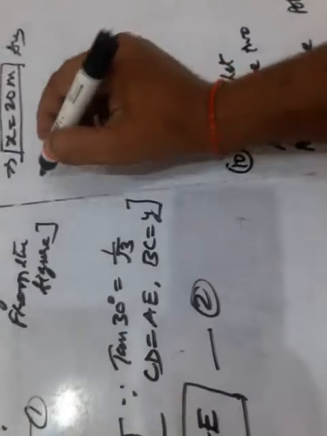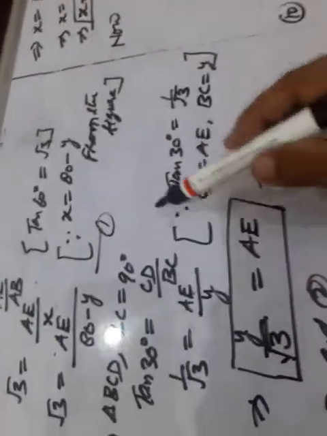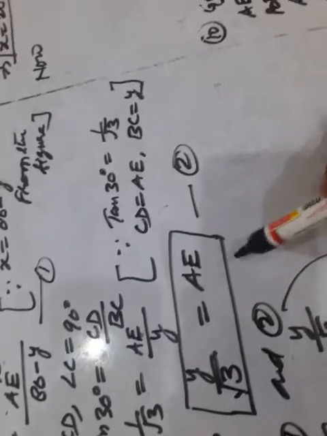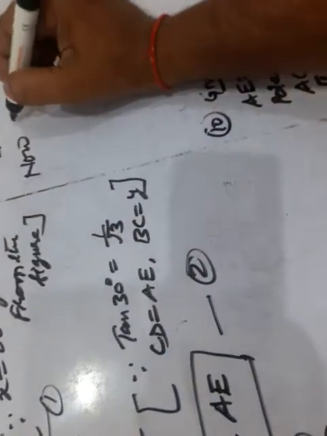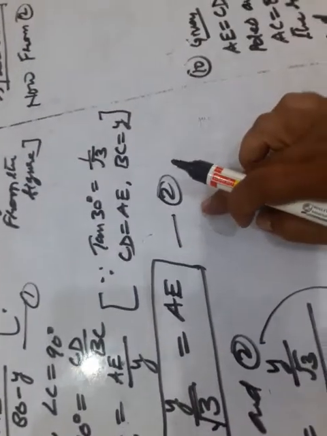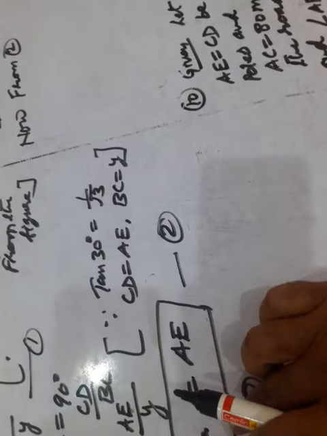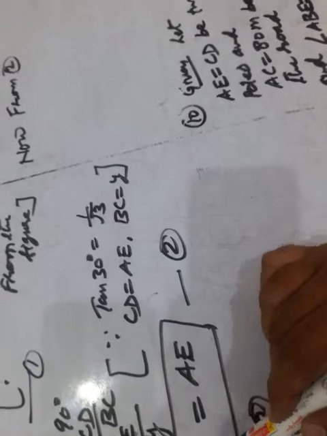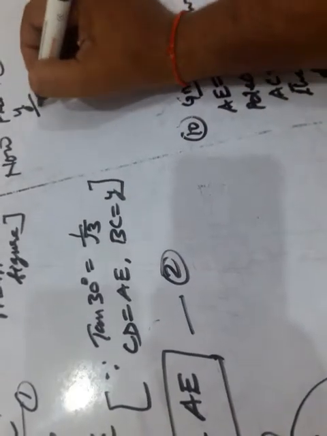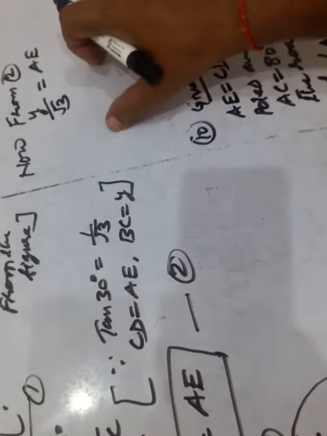Now we have to find out the height of both the poles. Clear now? Now, children, see what relation you see from here. Now from equation number 2, look here: y upon root 3 equal to AE. This is equation number 2.